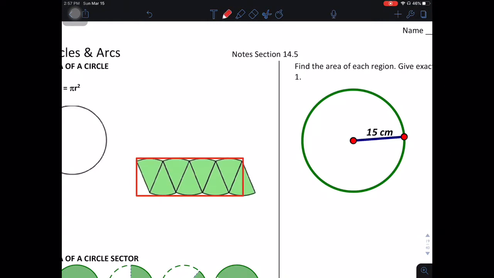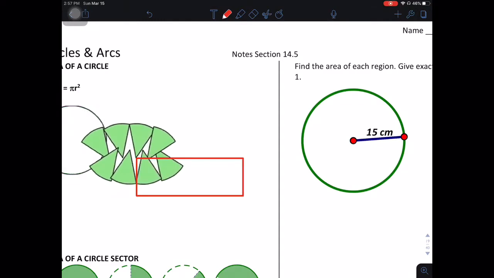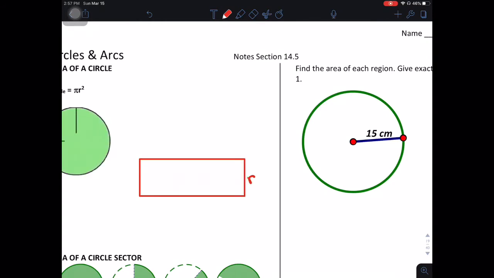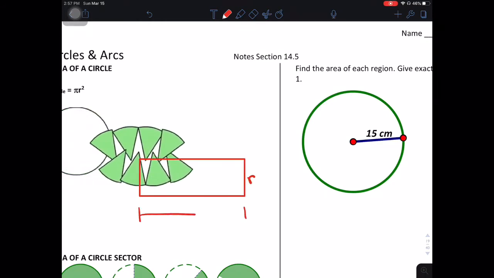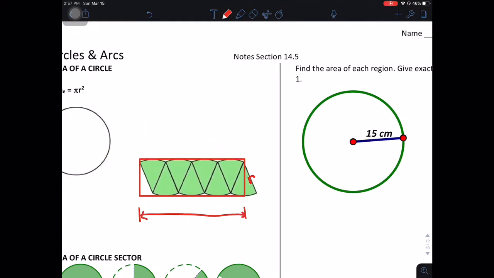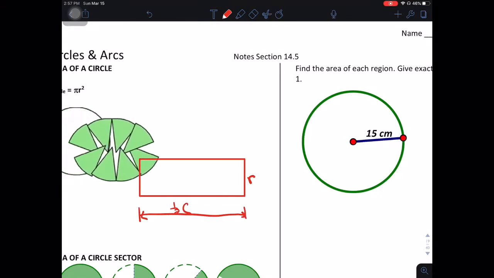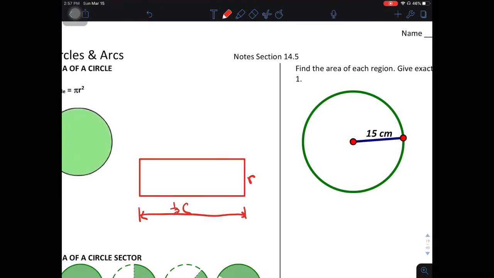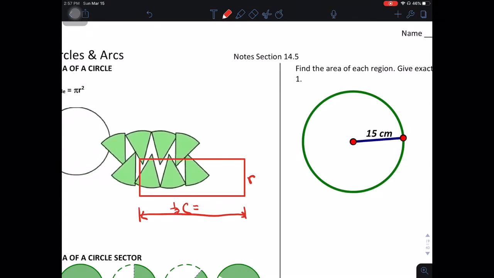Well, how do you find the area of a rectangle? You have the height, which in this case is the radius, times the base. In this case, the base is half the circumference. Circumference of a circle is 2 times pi times r. So half the circumference is going to be pi times r.